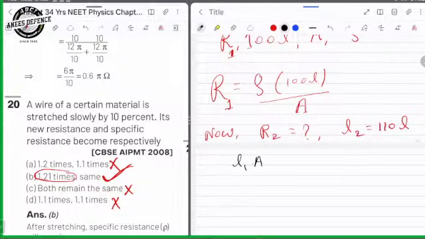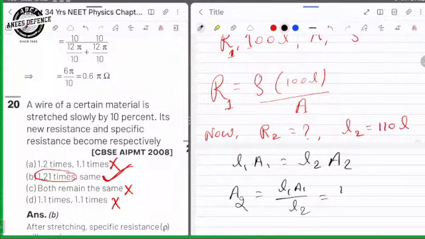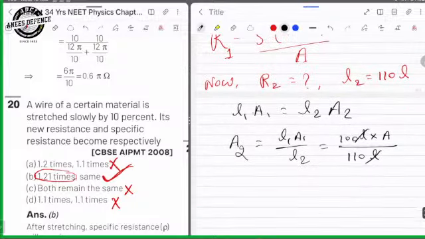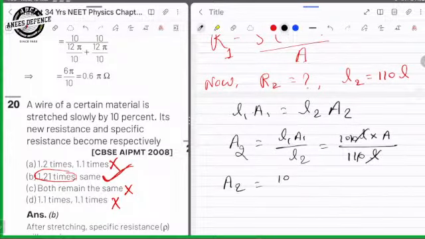So you can write L1A1 is equal to L2A2. So you have to calculate the final area. So final area is equal to what? L1A1 upon L2. L1 is nothing but 100 L, sorry. Yes or no? Area 1 is A. And now length 2 is what? 110 L. L cancels, 0 cancels. So the new area A2 is how much? 10 upon 11 A. Yes or no?